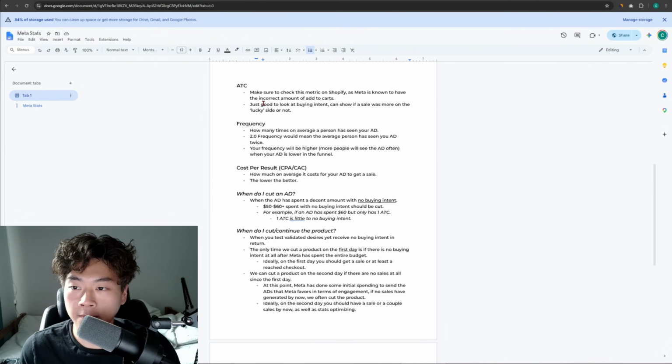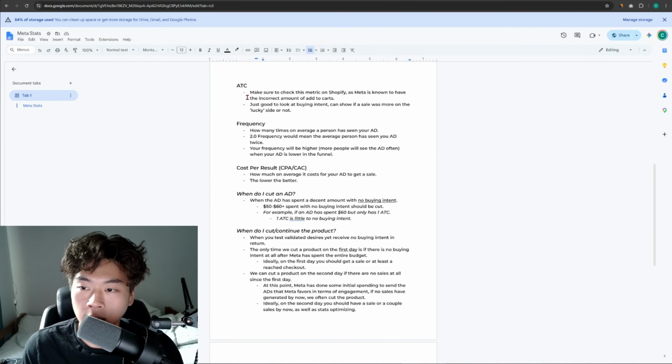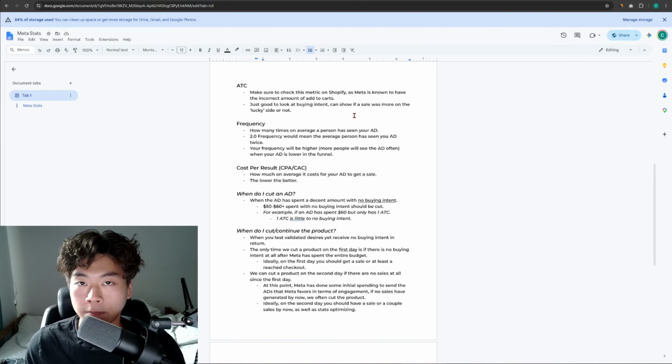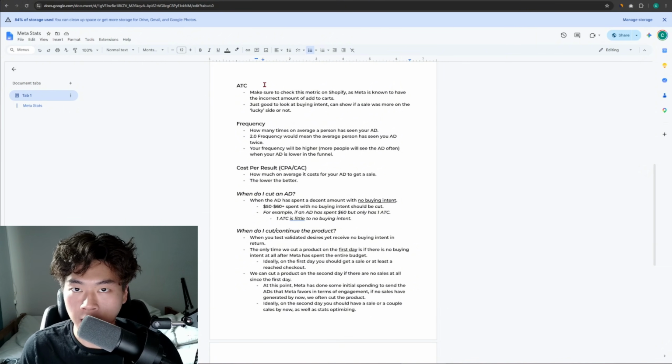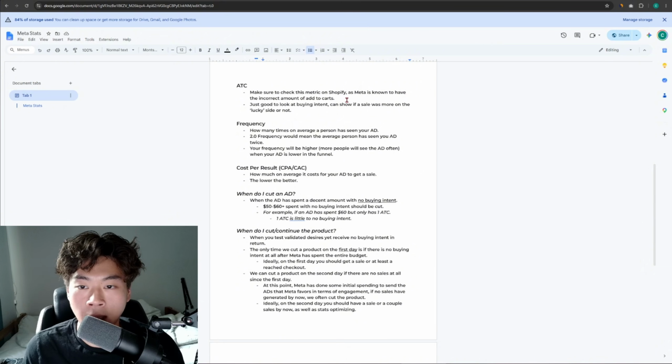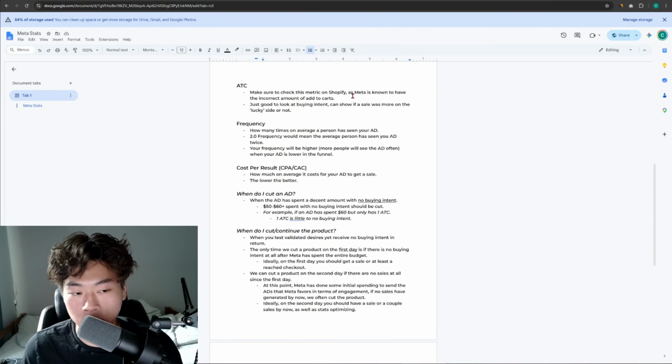The next stat that we have is add to carts, ATC. We make sure to check this metric on Shopify because Meta actually provides the incorrect amount of add to carts. It will overshoot the amount of add to carts that are shown on your Meta ads. This is why I highly recommend looking at your Shopify. It isn't as important a stat, but we look at it to understand the buying intent, because obviously people may still want the product but might not proceed through buying, right?